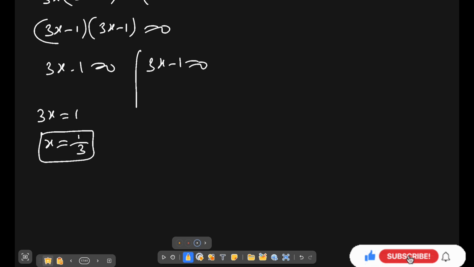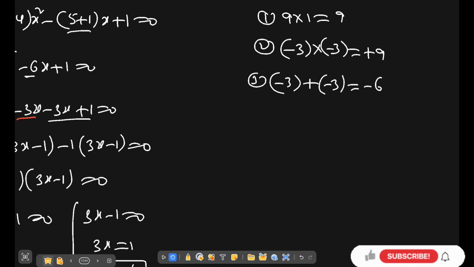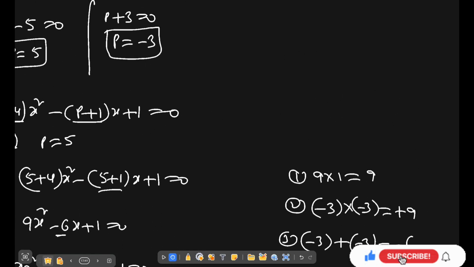So both the zeros are equal, right? Here also we will get the same. 3x is equals to 1 and x is equals to 1 by 3. So this is the case 1. Now case 2. What is the case 2? If p value is minus 3.